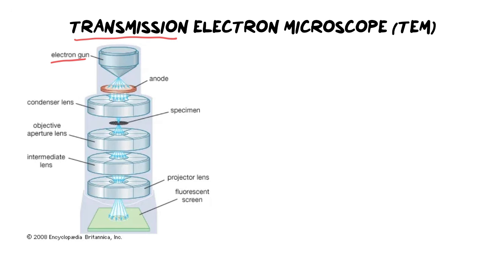So it works very similarly, but you'll notice there are some major differences, and we are looking inside the electron microscope now, so you can't actually see the outside parts. But basically what happens is the electron gun is shooting electrons.